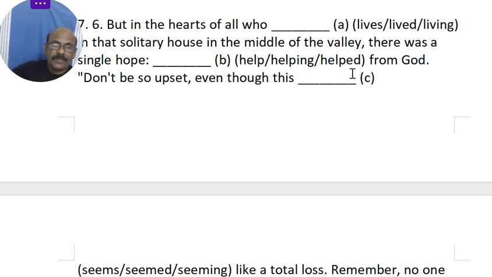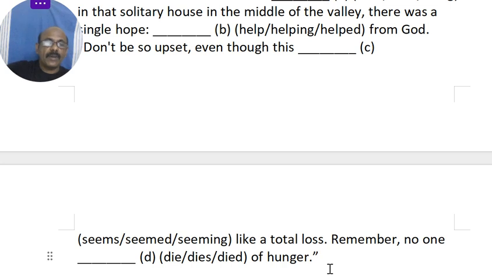So that is the aspect help from God. Don't be upset, present tense, even though this dash seems. It is in the inverted commas, here the don't is mentioned, so that's why present tense seems. You know, after the third person, he, she, it, Rama, you are going to get this kind of verbs with S, present tense.